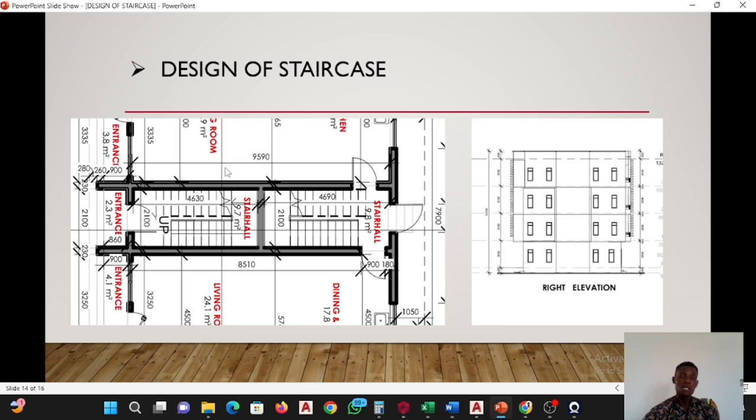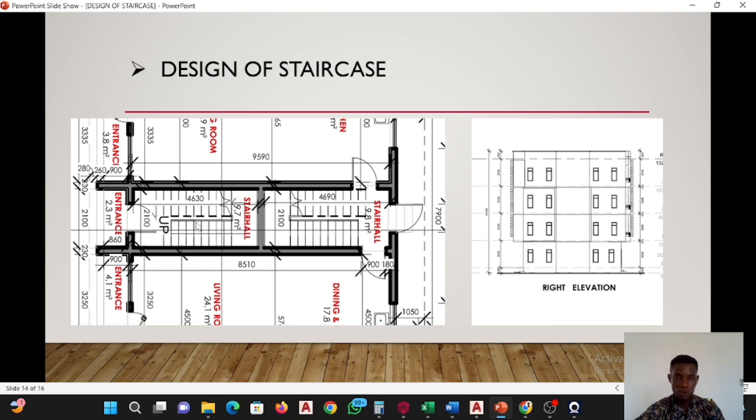I copied this from an architectural design. So the architect provided the length as 4,630 millimeters and the width to be 2,100 millimeters. So we are going to be using this and come up with how the architect came up with these lines. So in construction, the architect doesn't just come up with this line and say do anything you like. There is a factor for it.